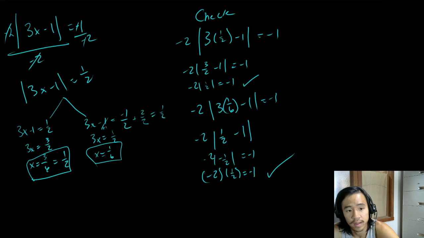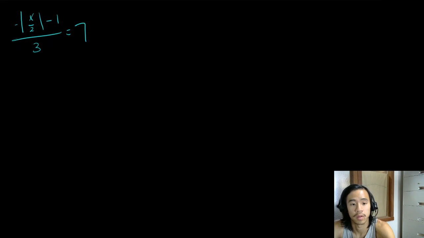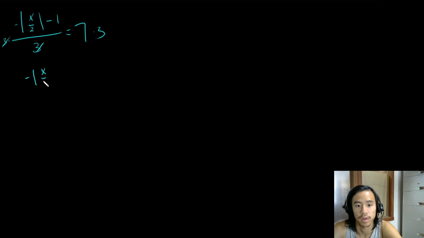All right, we have one last example. Let's go through it. Here's the last example. First thing you want to do is isolate the absolute value. So let's go ahead and do that. Multiply by 3 on both sides. Ooh, that was spicy. All right, multiply by 3 on both sides. These cancel out. You get 7 times 3 is 21. So let's rewrite the equation.